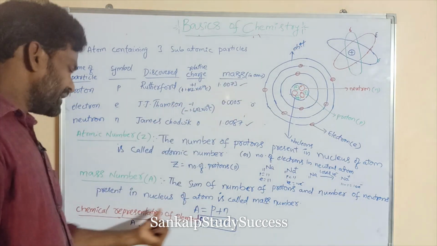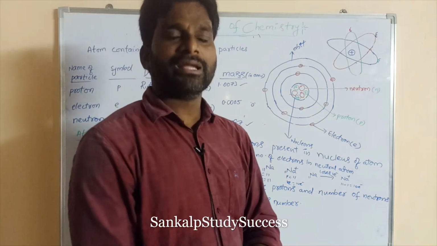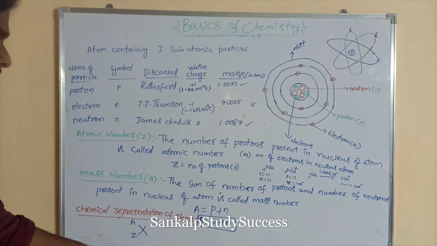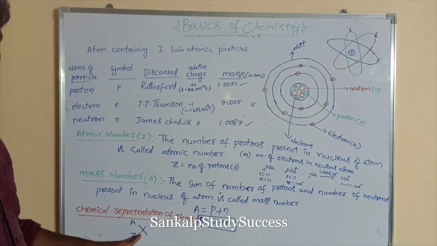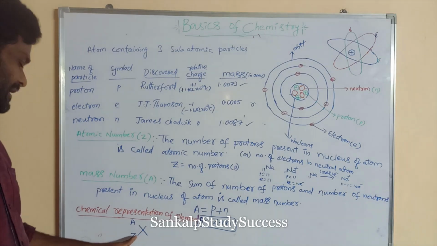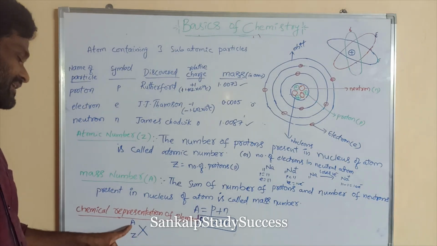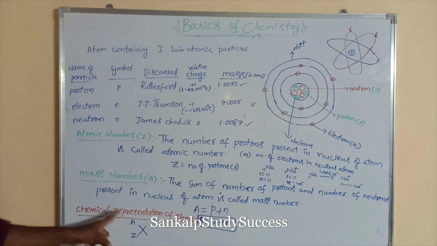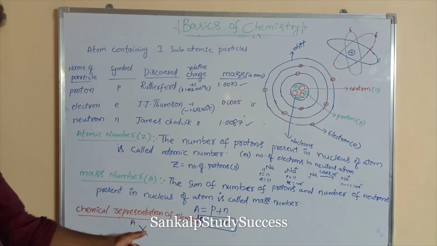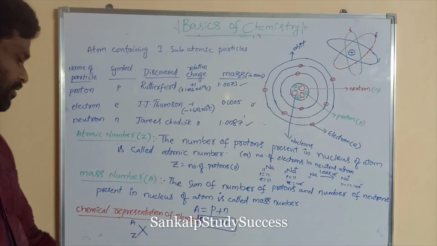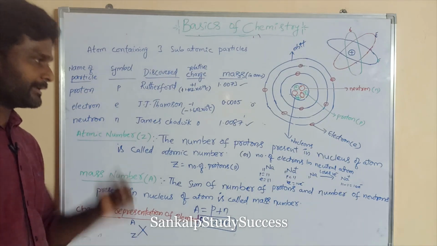Next, the chemical representation of an element. Here X is the symbol of the element, Z is the atomic number, and A is the mass number. So next we will discuss the symbol of an element.